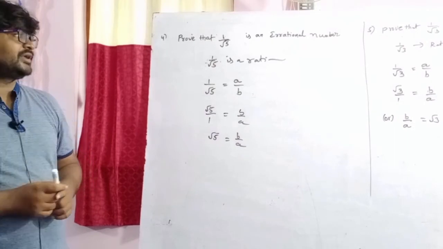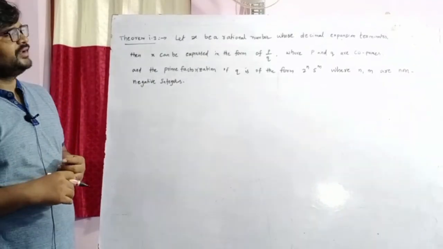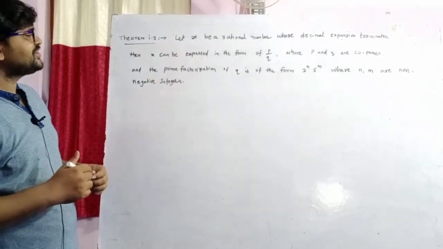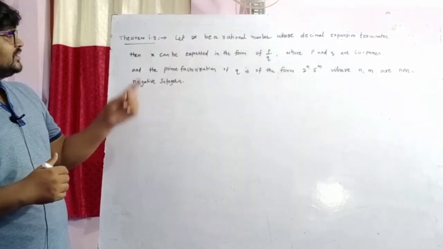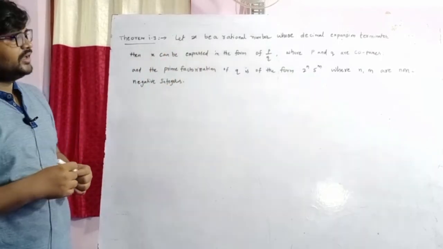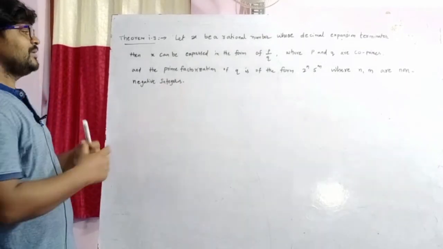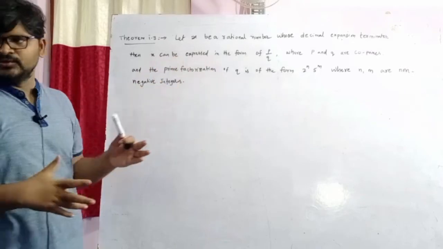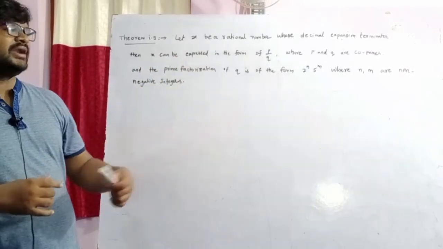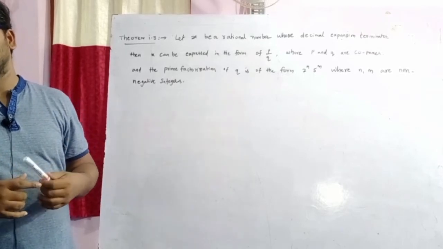Theorem 1.3. Let x be a rational number whose decimal expansion terminates. Then x can be expressed in the form p by q, where p and q are co-prime, and the prime factorization of q is of the form 2 power n into 5 power m, where n and m are non-negative integers.